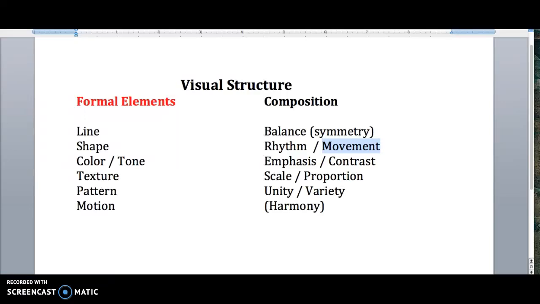Hey there. Okay, I want to talk to you about composition now. So we started by talking about visuals. I'm sorry, all of these are visual structure. We started by talking about formal elements, and now I want to talk about composition, which is these kinds of terms.